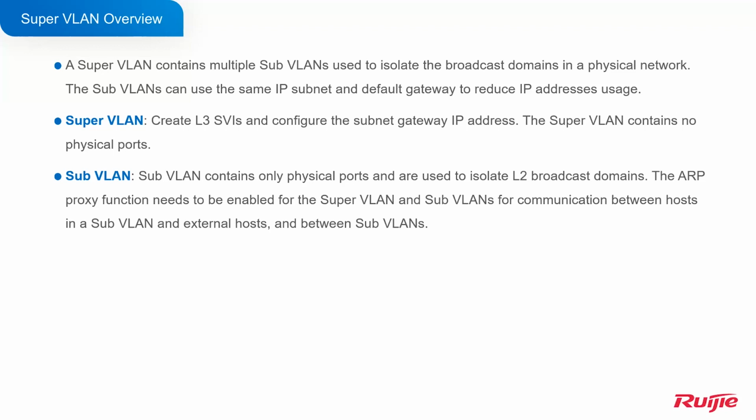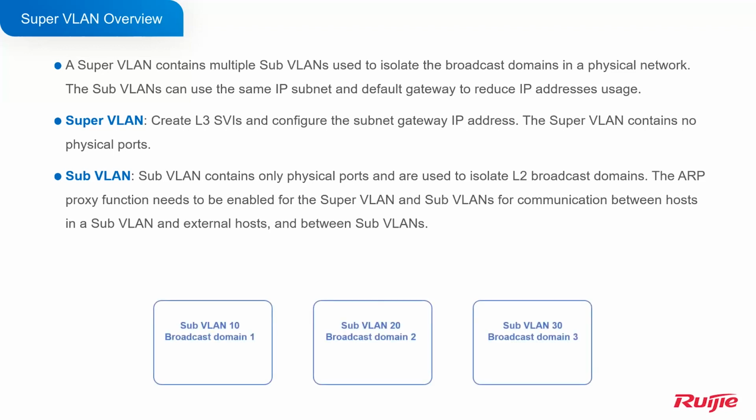After knowing the difference between these two roles, let's see an example. Now we have three VLANs, sub VLAN 10, sub VLAN 20, sub VLAN 30. Even though they're sub VLANs, they are different VLANs. So different VLAN indicates different broadcast domain. By using the sub VLANs here, we can isolate the whole network into three different broadcast domains. Broadcast domain 1, broadcast domain 2, and broadcast domain 3.